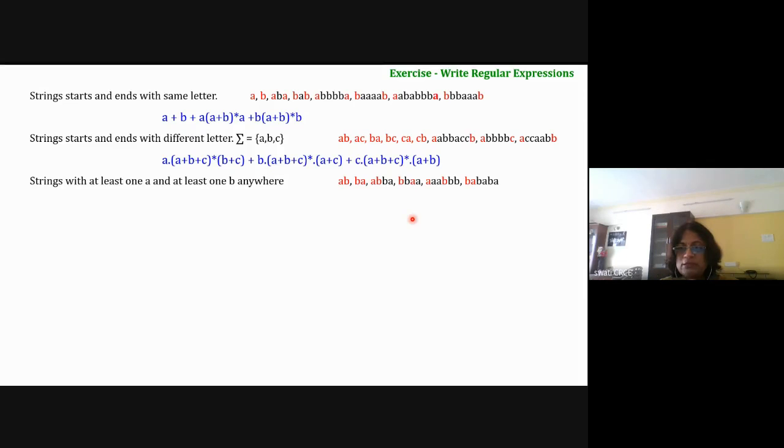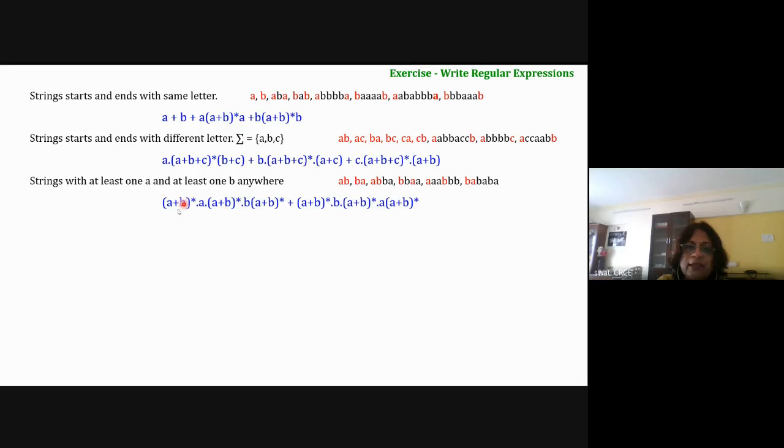Okay, so let's see my answer. My answer is to start with A. Here the string is starting with A, so one A is there and then one B should be there after that. Or I'm starting with B, but after that one A should be there. So I'm just writing it because it can be an NFA kind of thing.